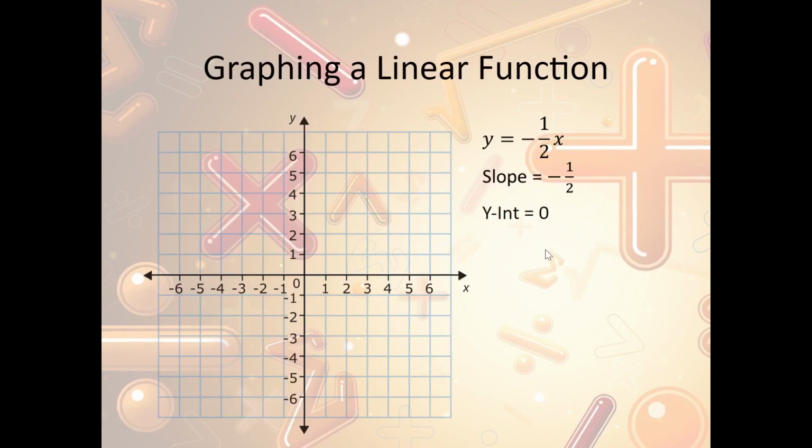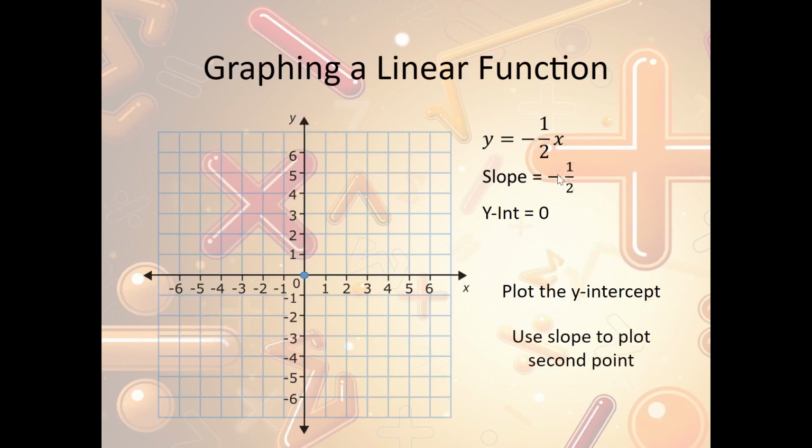So now when I graph this, the first step is I plot the y-intercept. My y-intercept is 0, so I'm going to go along my y-axis and find 0, which is right here, and I plot my point. The next step is I'm going to use the slope to plot my second point. Remember, this is change in y over change in x, or you might have heard it in the past as rise over run. We're going to talk about it as change in y over change in x.